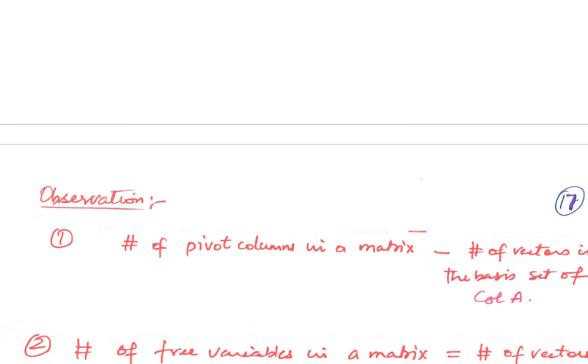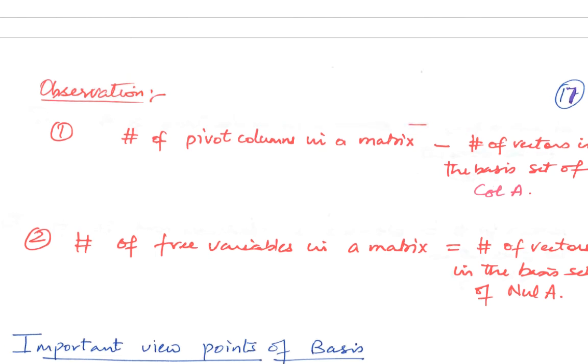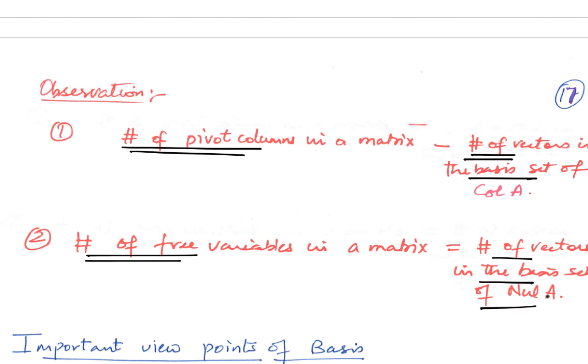A very, very important observation, which will help you when you do problems, and if there are mistakes, you need to come back to this observation. How many pivot columns are going to be in the basis set of a column space of A? The number of pivot columns of a matrix is equal to the number of vectors in the basis set of the column space of A. And the number of free variables in a matrix is equal to the number of vectors in the basis set of the null space of A. And that is the most simple.